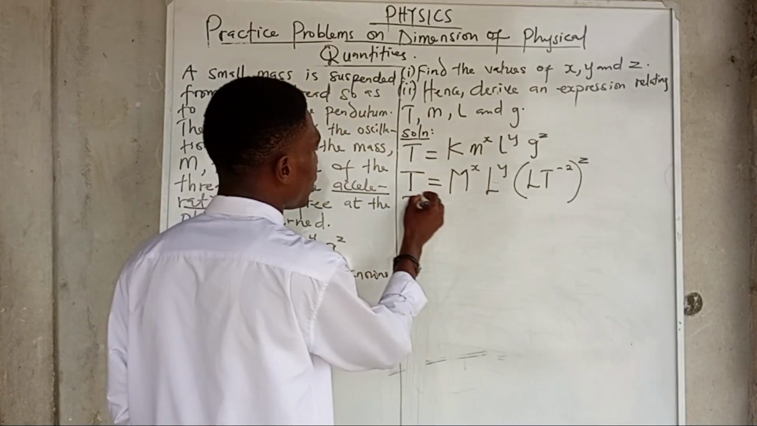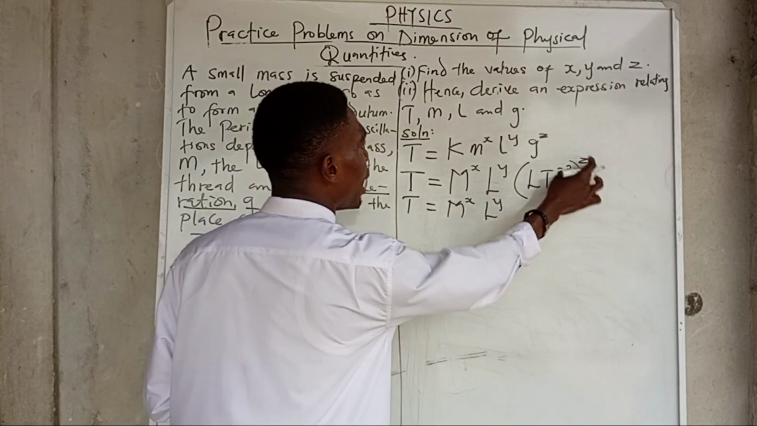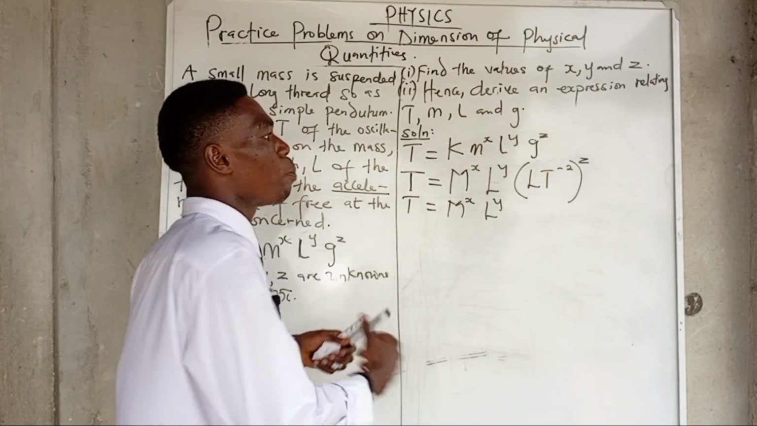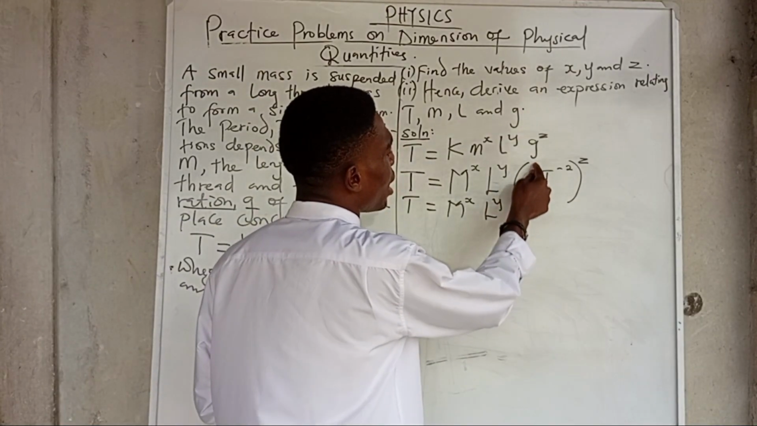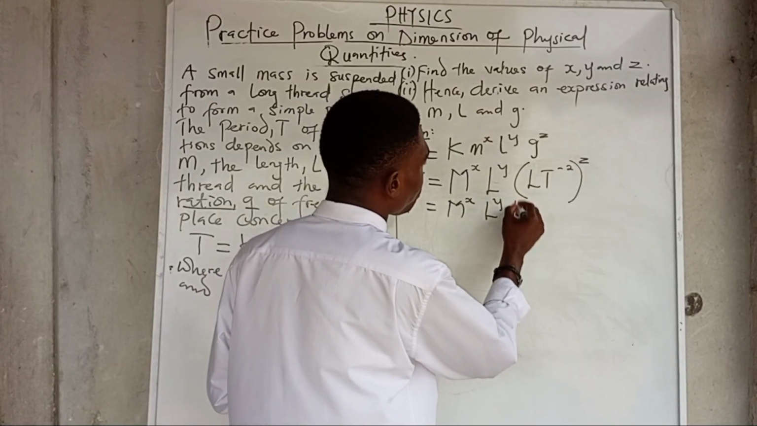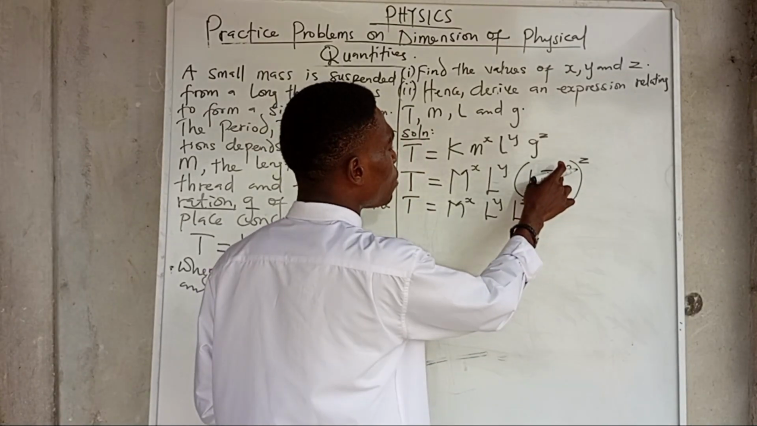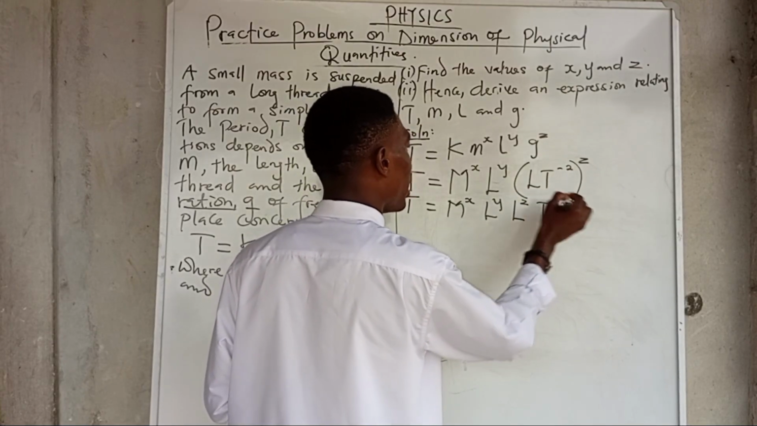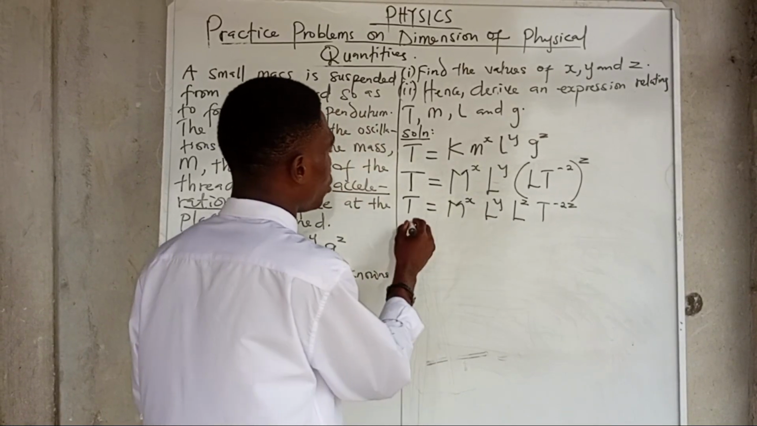So I'll simplify. T is equal to m raised to the power of x, l to the power of y. Then I'm going to distribute this z to everything in the bracket according to power law, because in indices the power of l here is 1. So 1 times z is z, then minus 2 times z gives us minus 2z.